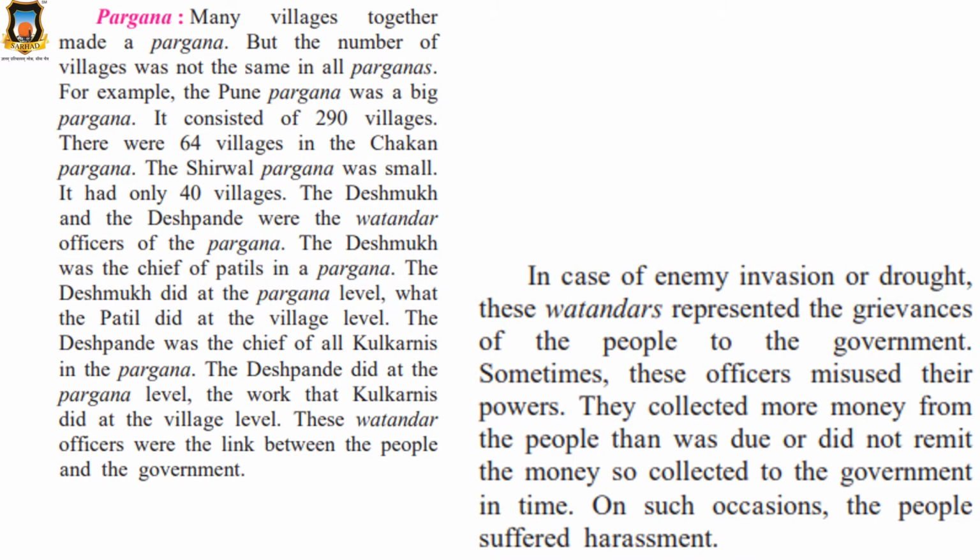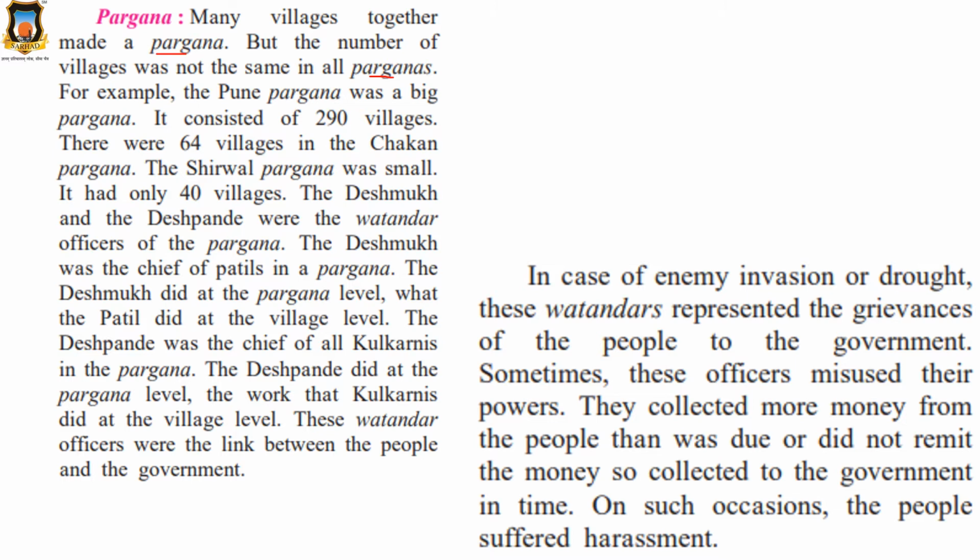Now we have seen Kasba and Moja. Now we are going to see what is Pargana. Many villages together made a Pargana. But the number of villages was not the same in all parganas. It is not that 50 villages together form a pargana or 25 villages form a pargana. Only a group of villages is called a pargana.